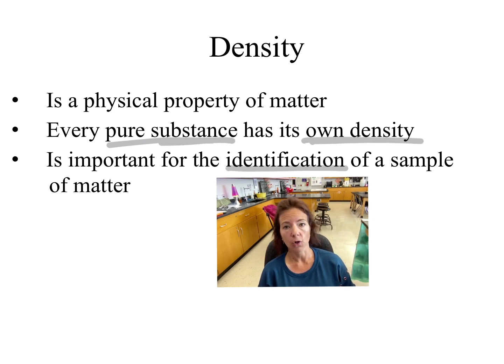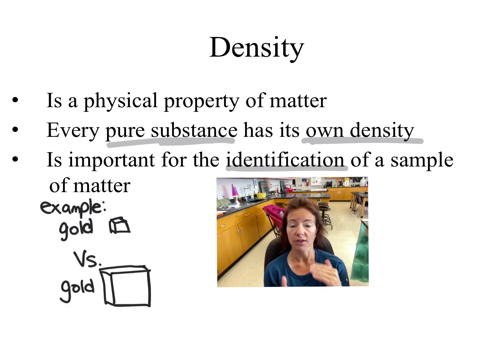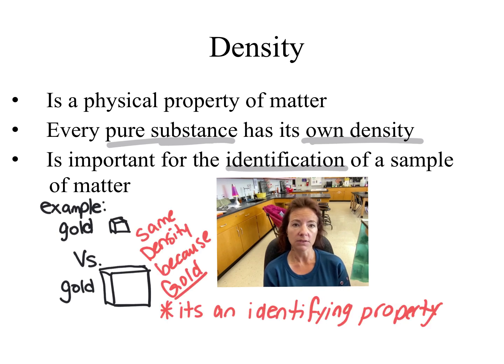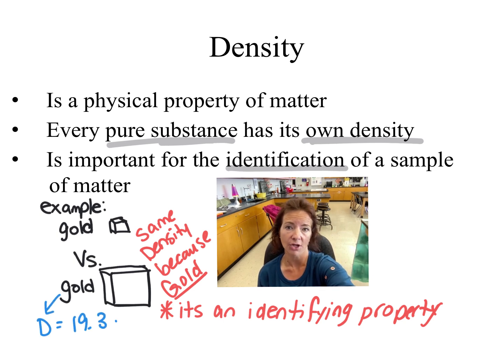So let's say that I had gold and I had a tiny little piece of gold. Well, gold has a particular density. I could prove that I have gold by finding out what the density of that material is. If I had a huge chunk of gold, it's still going to have the same density. So it's a really important method to identify what our matter is, because the density of a particular element or the density of a particular pure substance like a compound is always going to be the same density. It doesn't matter how much of the material I have.